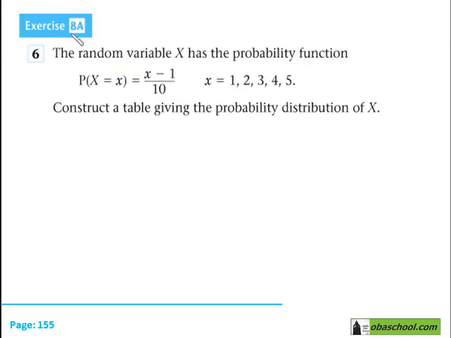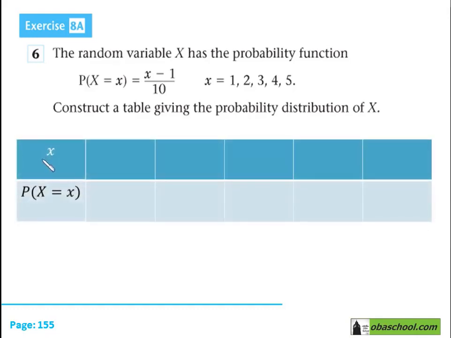Look at this exercise. The random variable capital X has the probability function: the probability of capital X equals x is equal to (x minus 1) over 10, and x is equal to 1, 2, 3, 4, and 5. Construct a table giving the probability distribution of X. First, we draw the table.